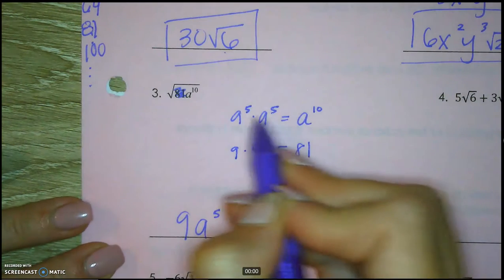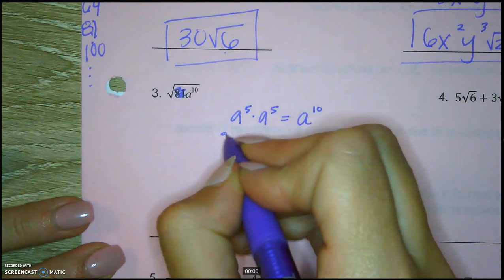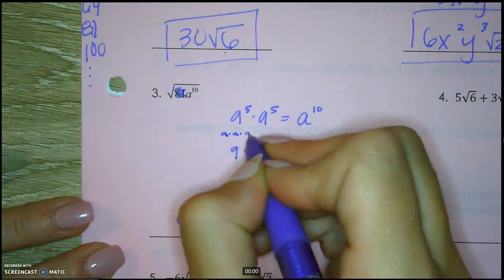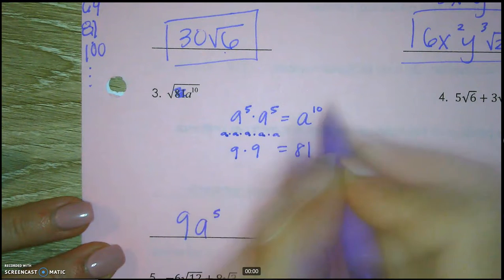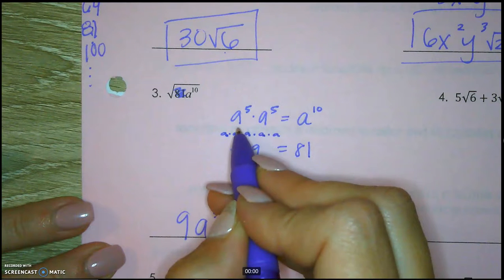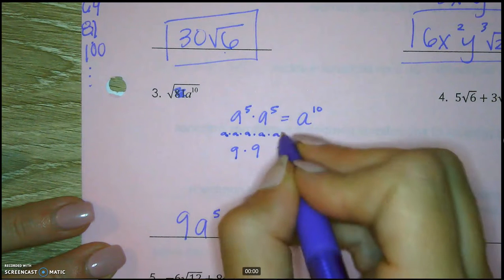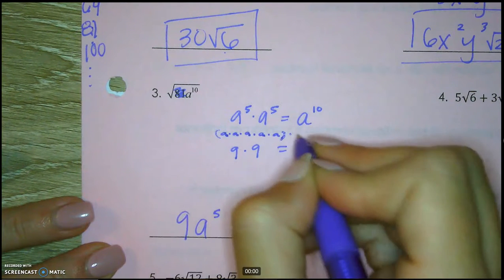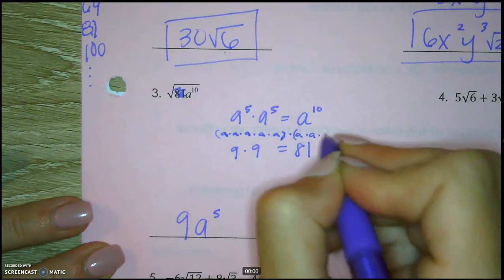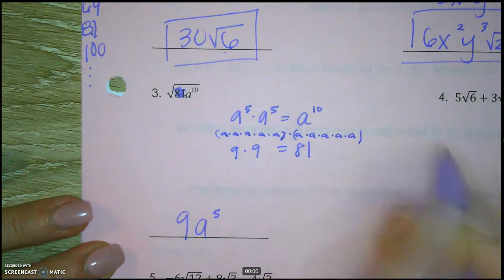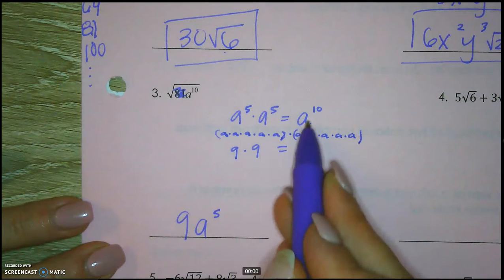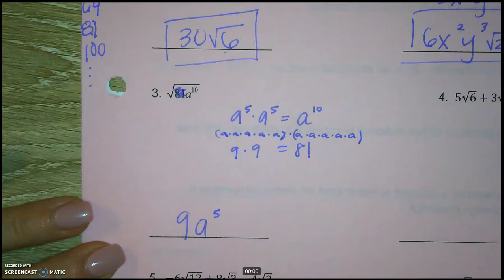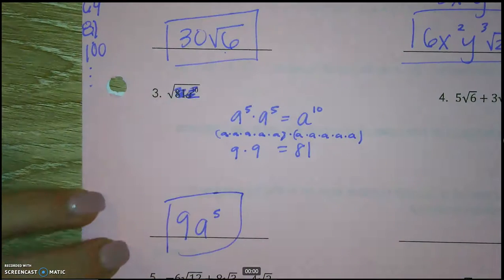And if you think about why this makes sense, right? You have a times a times a times a times a. You're multiplying a to itself 5 times. But then you're also multiplying that to a times a times a times a times a. And that's a total of 10 a's that you have when you multiply that out. So this is our final answer. Once you take the square root of something, it's no longer under the radical.